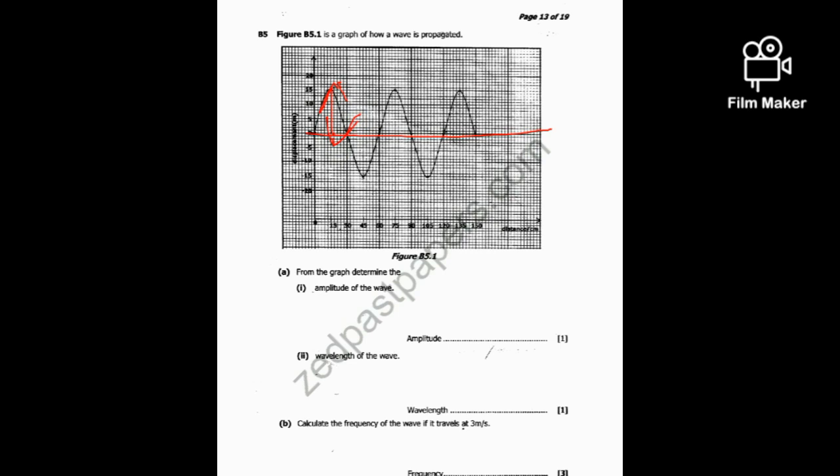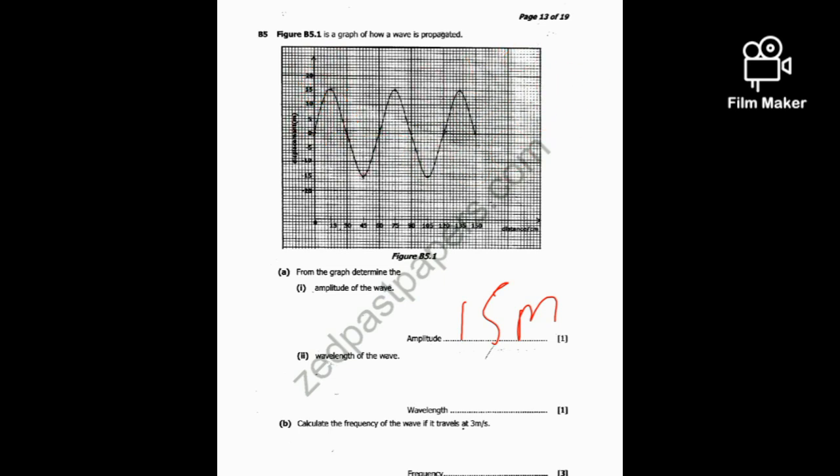So for us to be able to determine the amplitude of the wave, we just need to locate the number, looking at the peak of the wave just there. So there we're able to see that we have a 15 meters there. So the 15 meters qualifies to be the amplitude of the wave. So here our answer is 15 meters. Okay, I think everyone found that one easy.